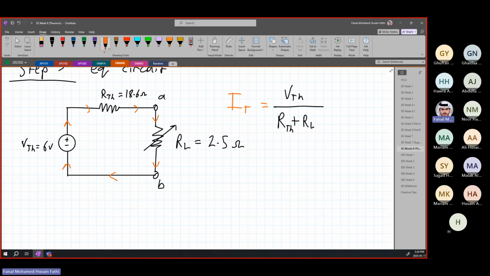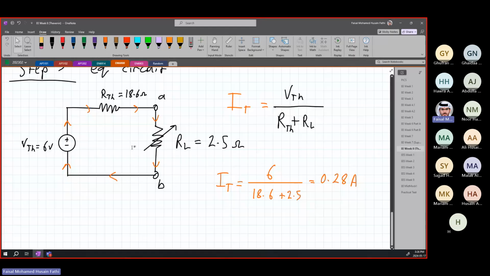And that's it. Now you can find I total is equal to V Thevenin, which we found was 6, over R Thevenin, which is 18.6, plus R load, which is 2.5. Put that into the calculator: 6 over 18.6 plus 2.5. This is going to be 0.28 amperes. And this is the whole rule for Thevenin. This is the exact same way.